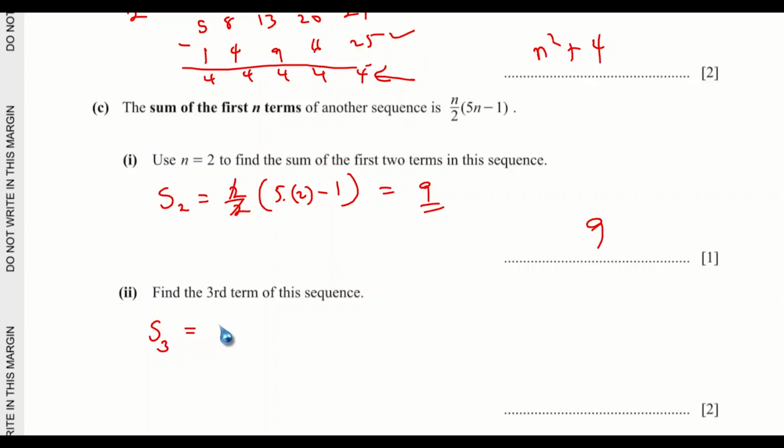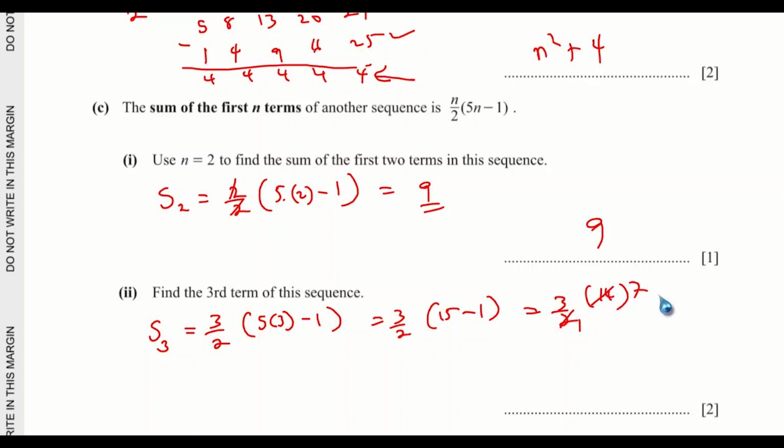So that will be equal to 3 over 2 into 5 into 3 minus 1. So this equals 3 over 2 into 5 times 3, that will be 15 minus 1. That will be 14. So it will be equal to 3 over 2 into 14. So 2 into 14, 7. That is 3 times 7, that is 21. So the sum of the first three terms is 21.